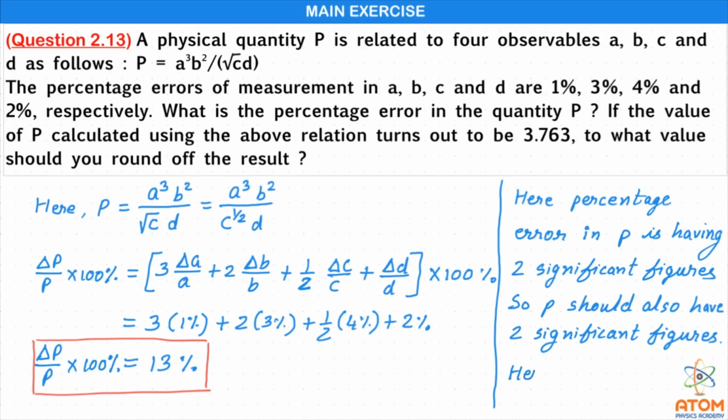Here P is given as 3.763. That means it is showing 4 significant figures. So we should reduce it to 2 significant figures by writing 3.8, because I have to reduce this up to 3.7. So when I omit 6, this 7 will be converted into 8. That's why we will get an answer of P, that is 3.8.